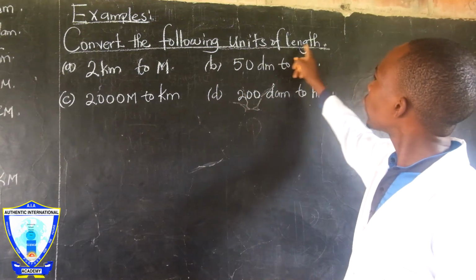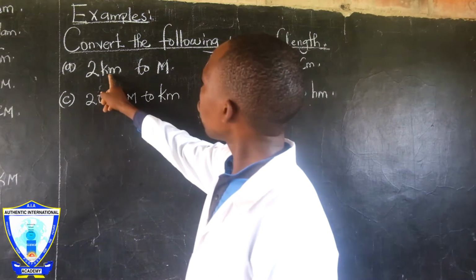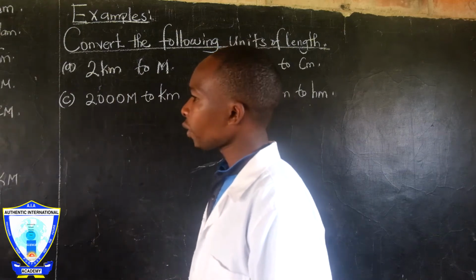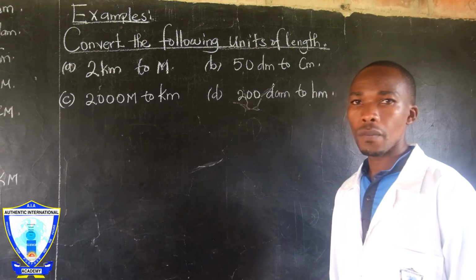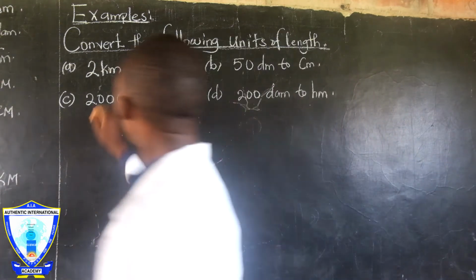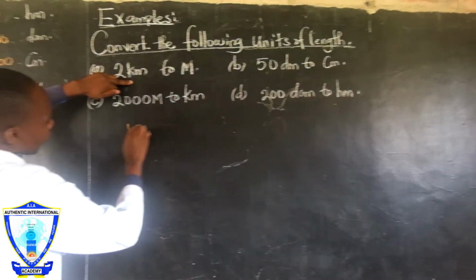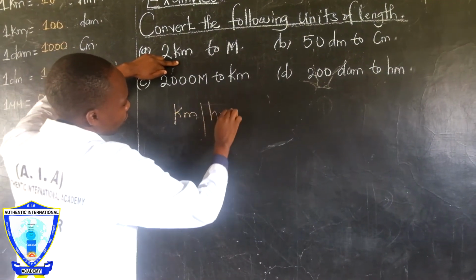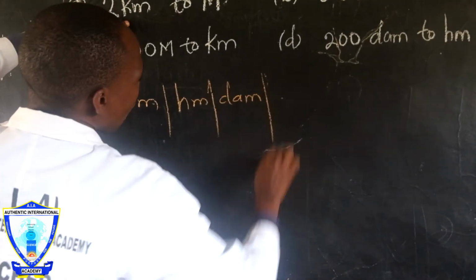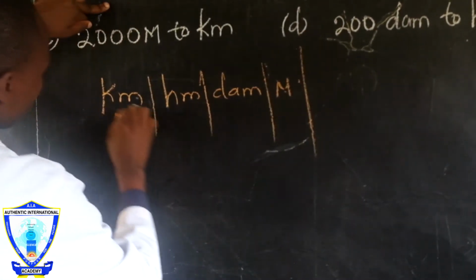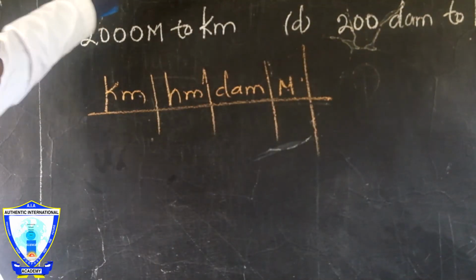These following units of length. A. 2 kilometers to meters. Simply, I will draw a conversion table which will help me from kilometer up to meter. Kilometer, hectometer, decameter, up to meter, because they asked me from kilometer to meter.